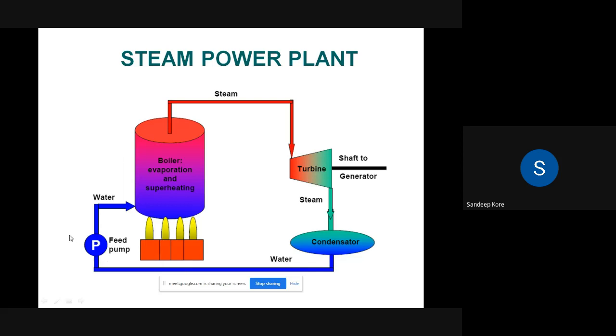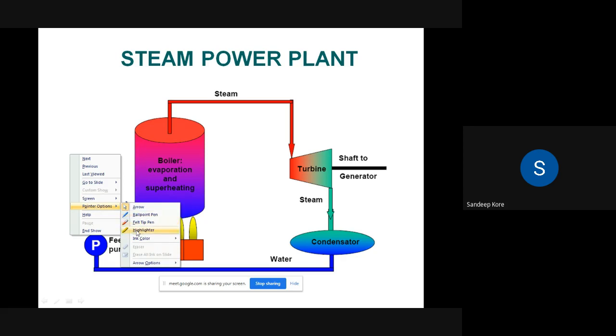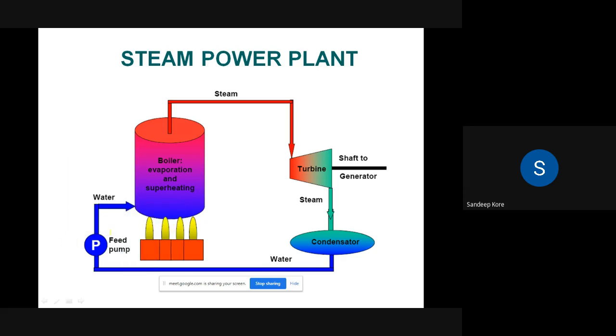We'll start from the first component, which is called a water pump, or feed pump. Now what this feed pump does, it takes the water from a river or from a sump and supplies the water to a boiler. So the function of the pump is to transfer the water from a sump to the boiler at high pressure, to increase the pressure of water, suppose from P1 to P2. Then the boiler is there.